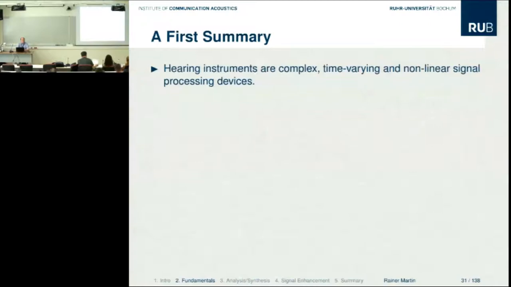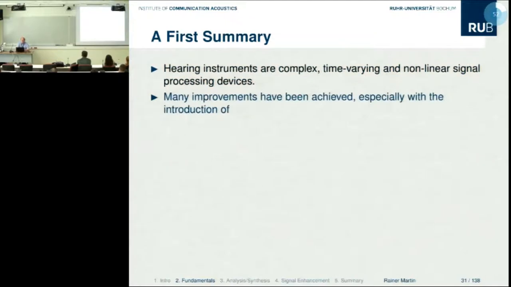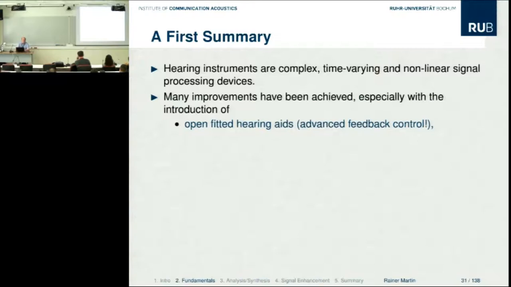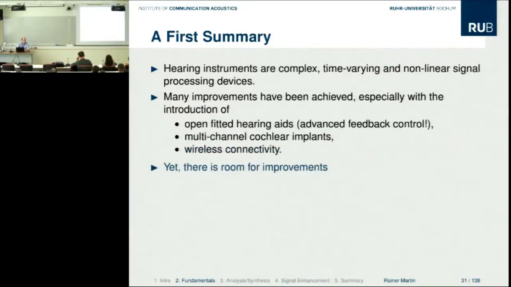Okay, so that brings me to a first summary. I showed that hearing instruments are complex, time-varying, nonlinear signal processing devices. Many improvements have been achieved in the last 10 years, mostly with moving to fully digital and open-fitted hearing aids with advanced feedback control, in the area of cochlear implants, introducing multi-channel cochlear implants, and wireless connectivity is a major issue now. Yet, there's room for improvement.